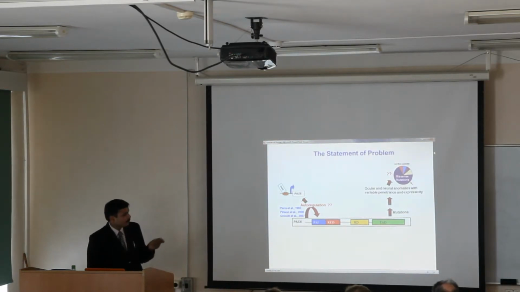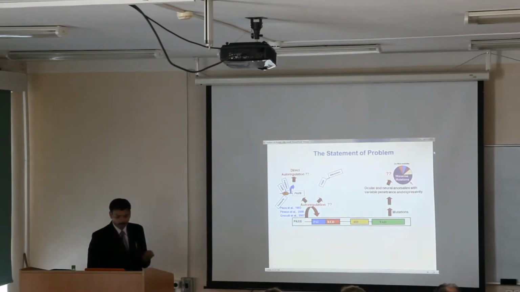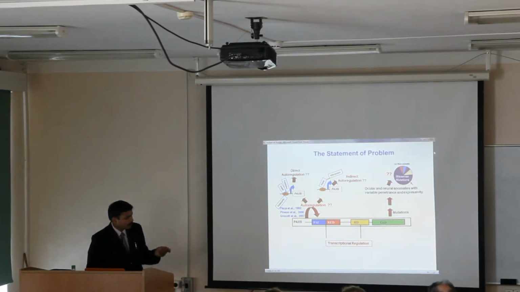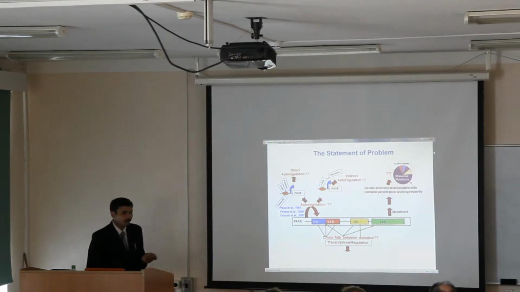There are two kinds of mechanisms. PAX6 and its isoforms bind to the paired domain and regulate the transcription of the gene, called direct autoregulation. Or the other possibility is that PAX6 and its isoforms interact with a protein molecule, and this then regulates the gene, called indirect autoregulation. However, transcriptional regulation is a property of this transcription factor, and how these different domains work together is not known. So the question was whether there exists a crosstalk between different domains.